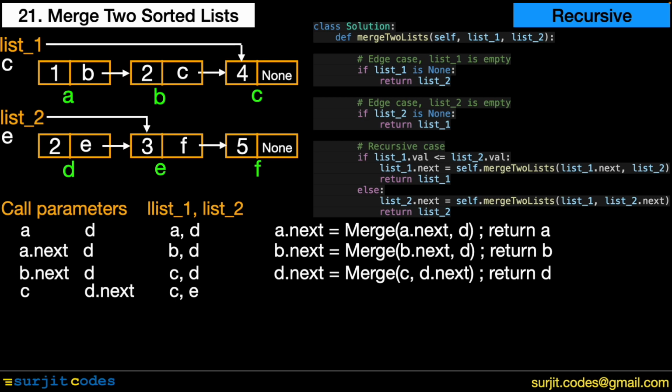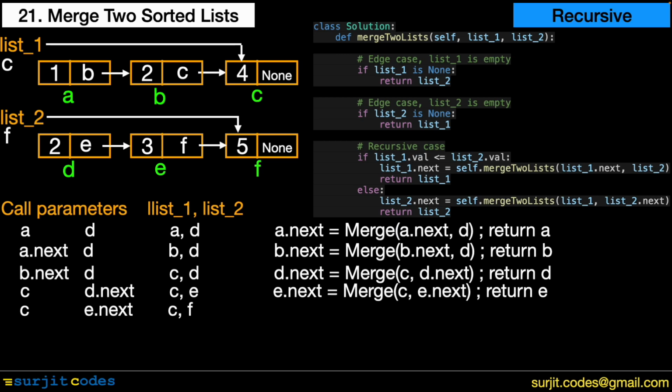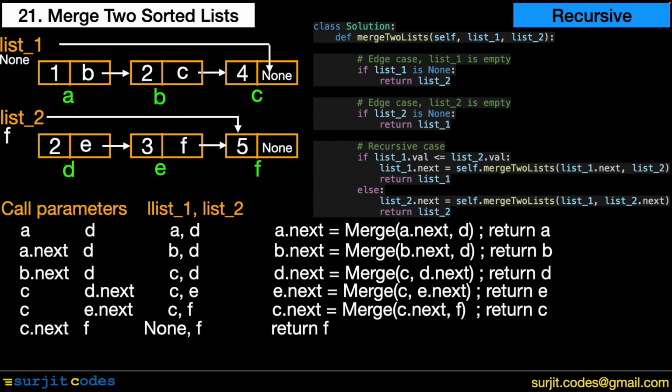This shows the merging of C and E. C val is more than E val, so we execute the else part. Next call is for merging of C and E next, that is the merging of C and F. C val is 4, which is less than F val, which is 5. So we follow the if part.